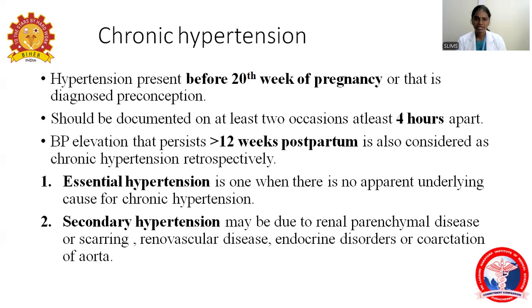Coming to chronic hypertension. This is defined as hypertension present before 20 weeks of pregnancy, or diagnosed preconception itself. It should be documented on at least 2 occasions, at least 4 hours apart. If the BP elevation persists even after 12 weeks postpartum, it is also considered chronic hypertension retrospectively. In chronic hypertension, we have 2 etiologies: essential hypertension and secondary hypertension. Essential hypertension is one where no apparent underlying cause is found. Secondary hypertension is due to renal parenchymal disease or scarring, vascular disease, endocrine disorders, or coarctation of the aorta.